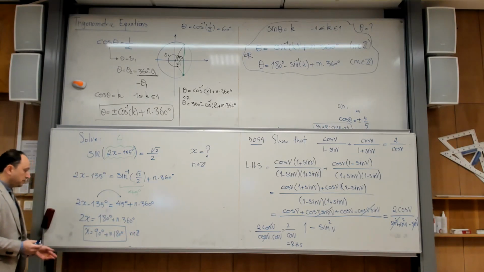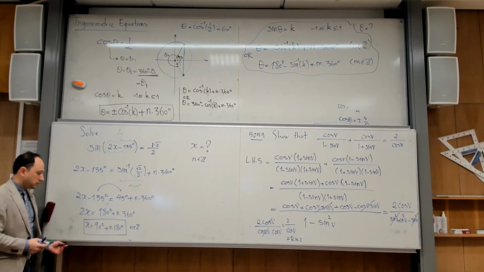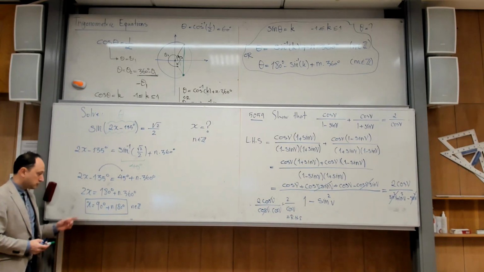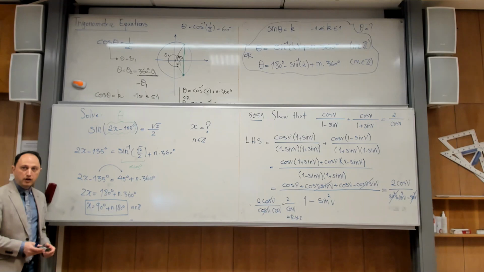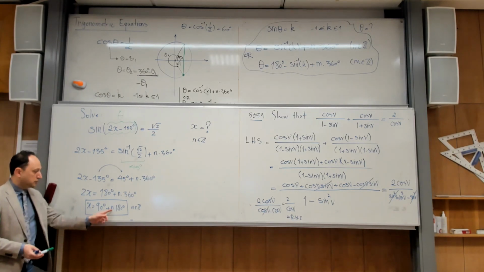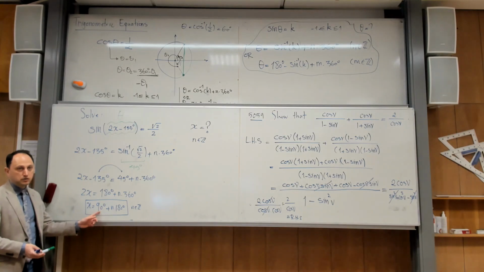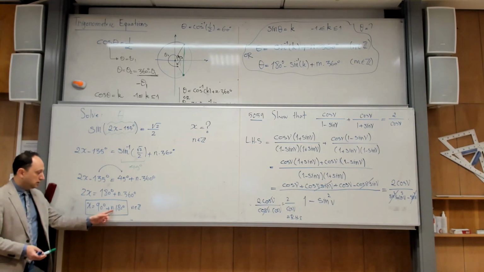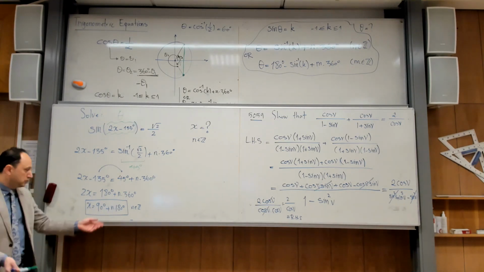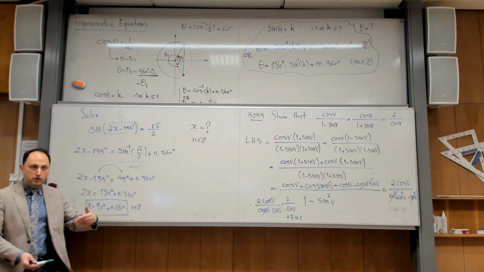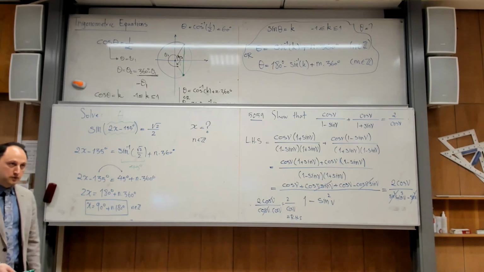For example, if I ask you how many answers we got for x so far, you say infinitely many, one for each choice of n. If I ask you, can you give me some of them, you would say, for example, you choose 0, I get 90. You choose 1, I get 270. You choose minus 1, I get minus 90. And then you can put all the numbers from integers here and generate numbers. So those are all acceptable.